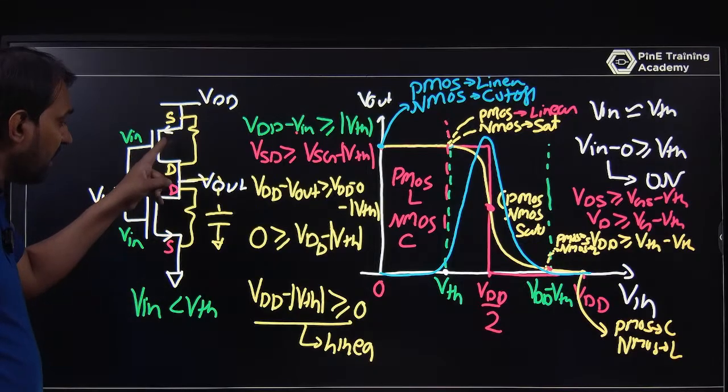If you talk about one linear and one cutoff, one cutoff and one linear, both in linear, or one in saturation, the power dissipation is lower.